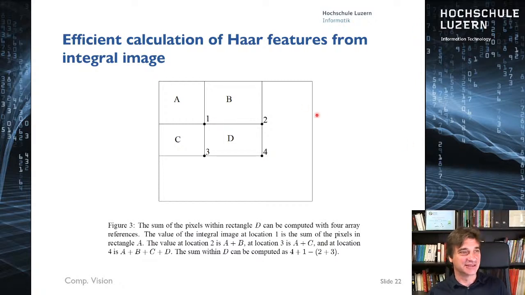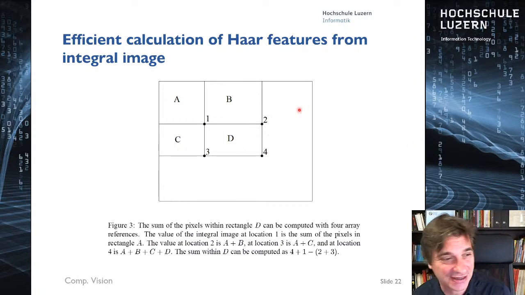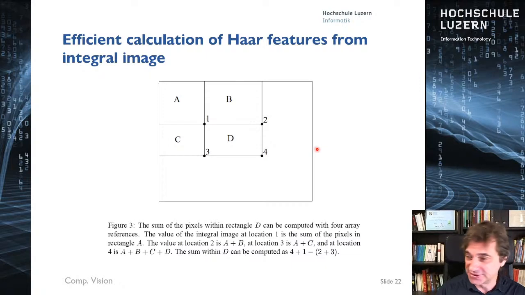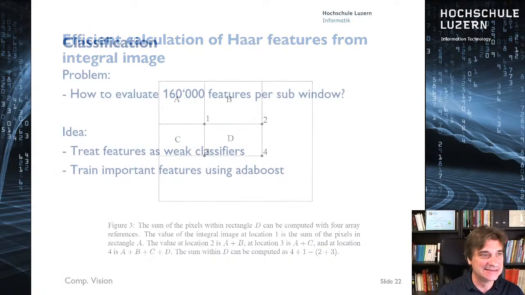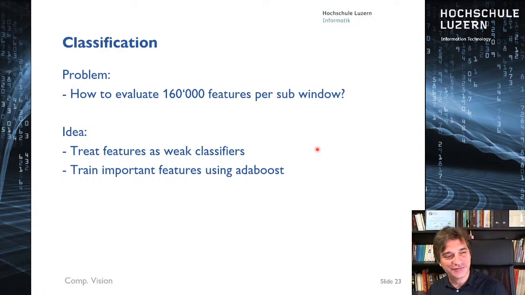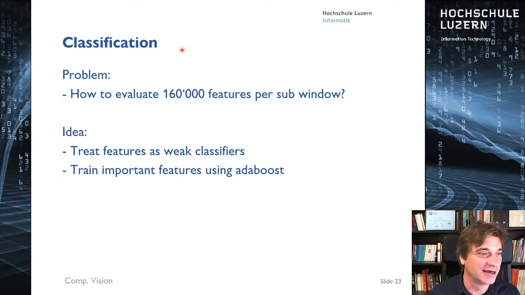Okay, that was just some idea to show how these integral images work. Okay, so now we have a feature detector. These are the possible features. Each feature is a classifier, and the idea is that we want to find out which of those features work best on the sub window.